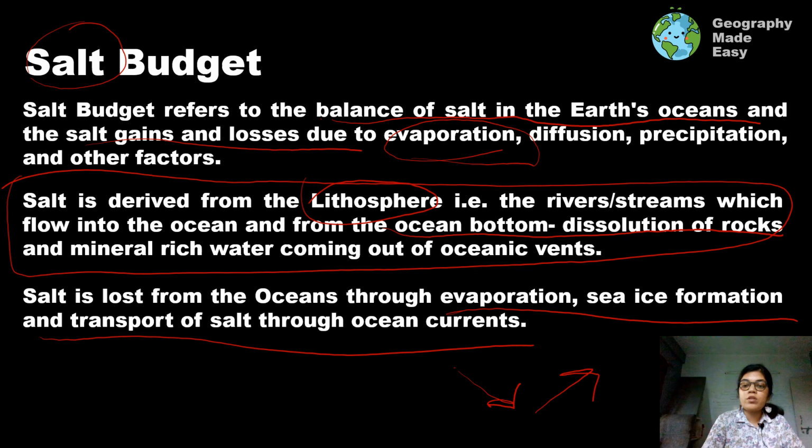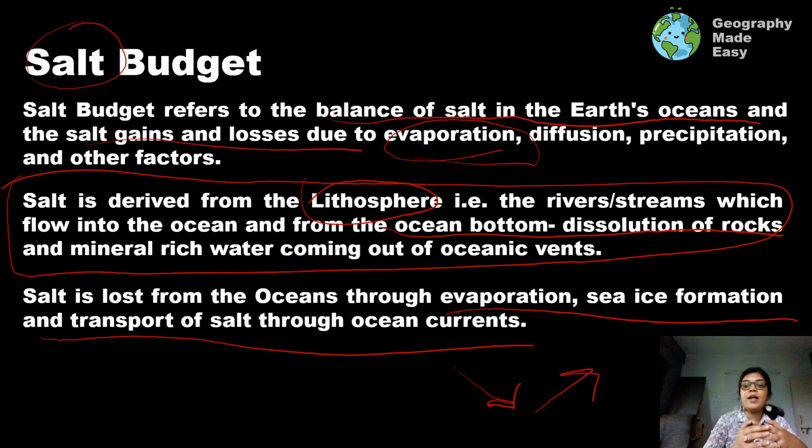And if ice is formed from salt water, the salt water gets frozen, and some amount of salt can be lost. The salt will not become part of the ice; rather, the salt will again precipitate during the process of ice formation.